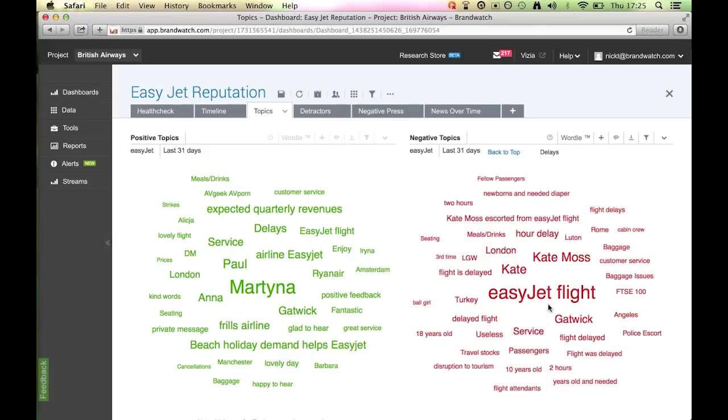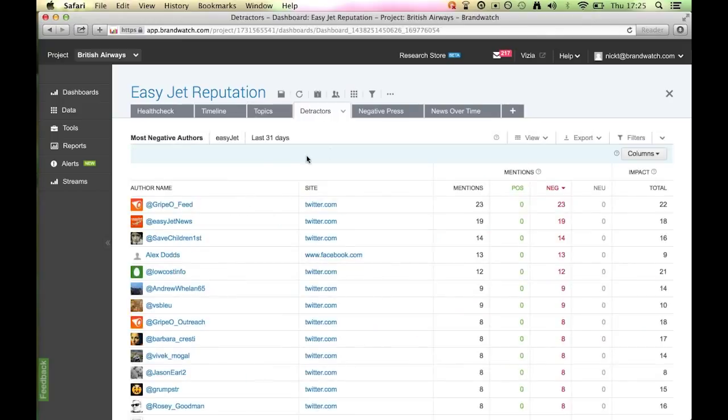Now, the reputation manager looking at this particular list of reasons for delays might or might not be happy to see that it wasn't really their fault. It was the fact that Kate Moss got escorted from a flight. EasyJet got into the press because of that, and so these are very negative comments, but hopefully they're being negative about Kate Moss and not about EasyJet for doing what they did. I think it's interesting that people are positive about seating and baggage. Yeah, to be positive.